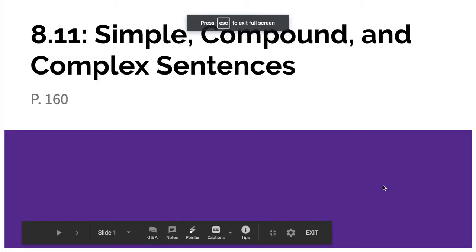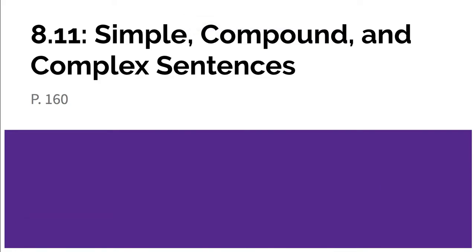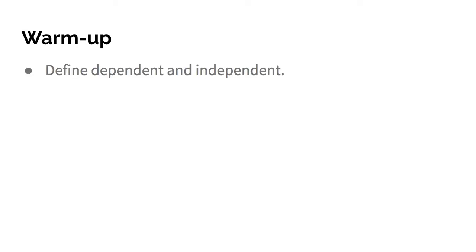Lesson 8.11 is on simple, compound, and complex sentences, and you can follow along on page 160 in your book. Again, this lesson is mostly review, and the only two things you really need to know are the difference between dependent and independent clauses. So go ahead and pause the video, and for your warm up, you are going to define what dependent and independent mean.